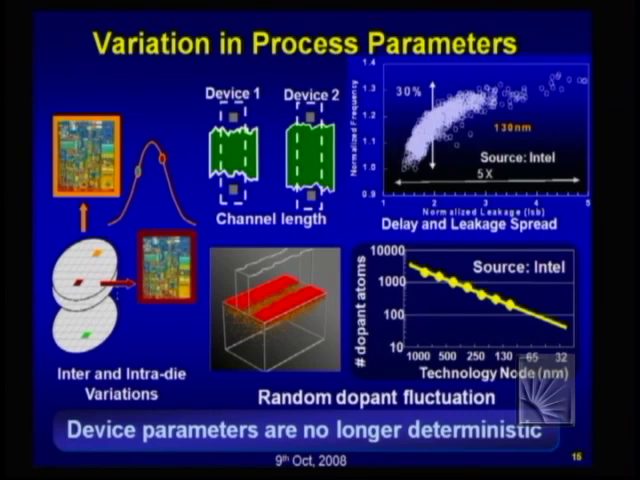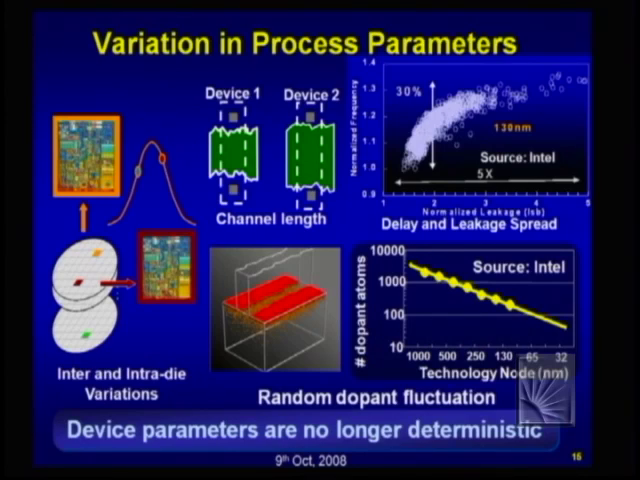Similarly, the number of dopant atoms inside the channel can also vary significantly, and if you look at this plot, you will see that for different technology nodes, the number of dopant atoms in the channel is decreasing significantly, and if you look at 65 nanometer, it is already less than 100 atoms. Now, if you have so few atoms, and due to process variation your number of atoms changes, then you have significant impact on transistor threshold voltage.